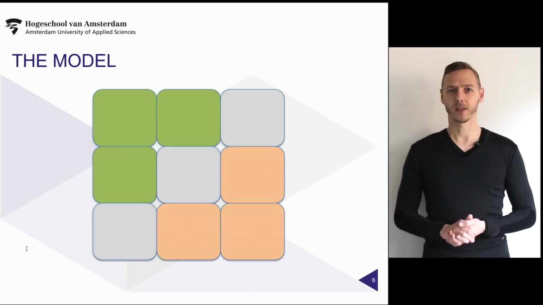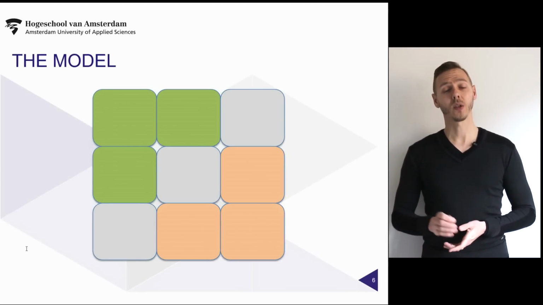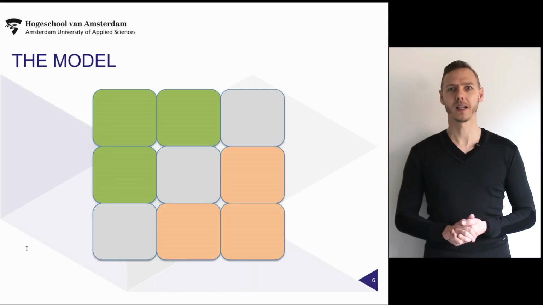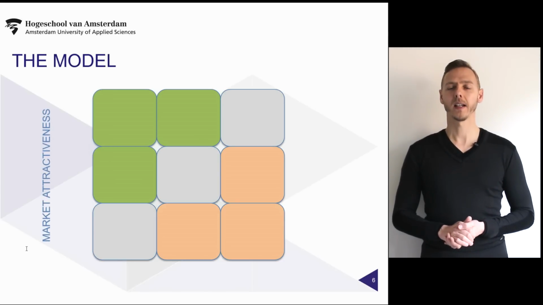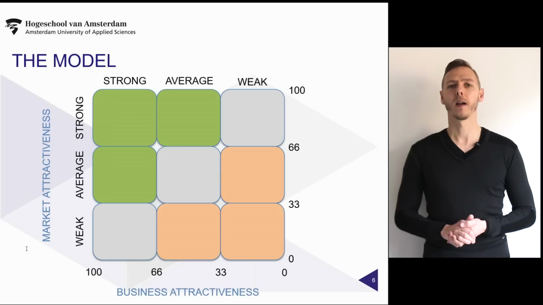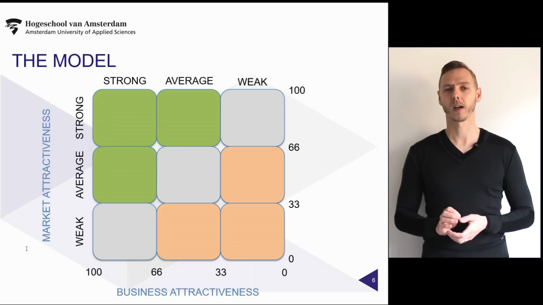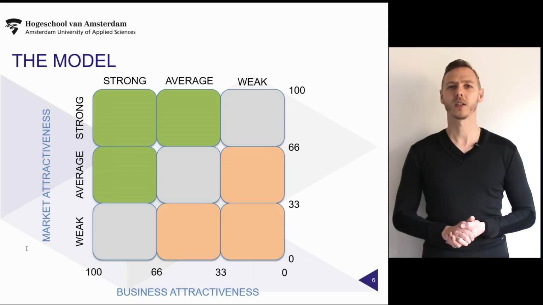The model contains 9 cells. That's also why sometimes it's called the 9-cell matrix. In the top left corner, if your business units, product market combinations or markets are in this corner, this means that it's really attractive. It's a really strong market and really interesting to be there.